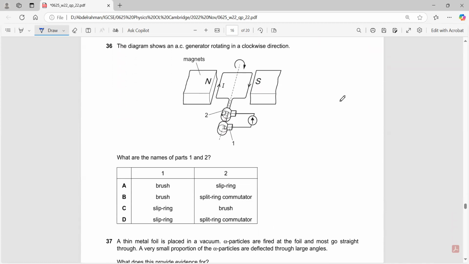Question 36. What are the names of 1 and 2? One is a brush and two is a slip ring, or is it a split ring commutator? Is it a slip ring or a split ring? Let's check. This is an AC generator. AC generators have slip rings. Split rings are in DC motors.